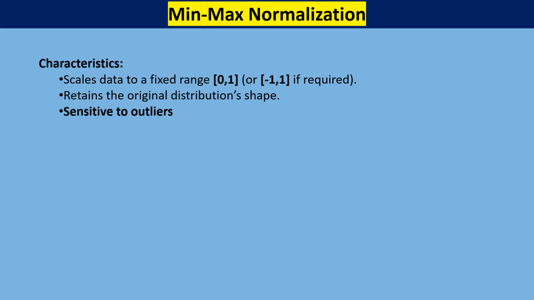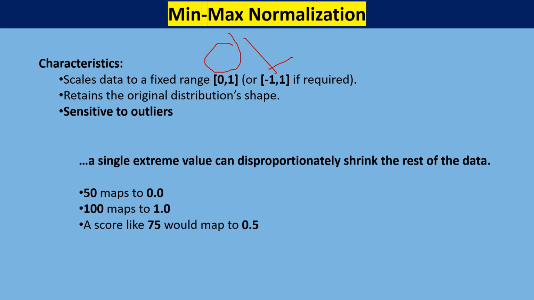Min-max normalization. Min-max normalization scales data into a defined range, 0 to 1, or sometimes, if required, -1 to 1. This is particularly useful for algorithms that require standardized input values, such as neural networks. One key advantage is that it preserves the original relationship between data points. However, its main drawback is that it is sensitive to outliers. A single extreme value can disproportionately shrink the rest of the data.